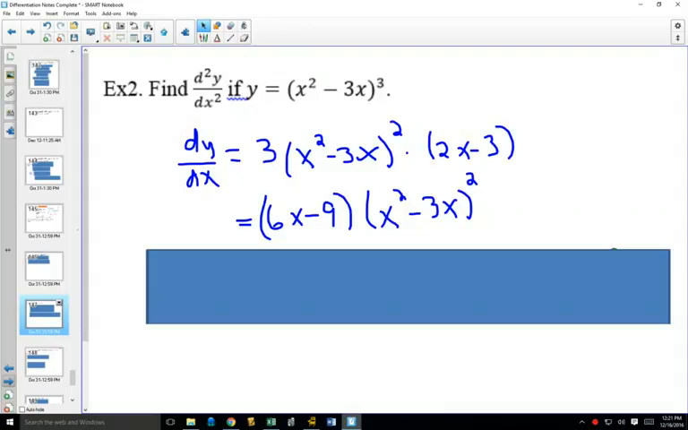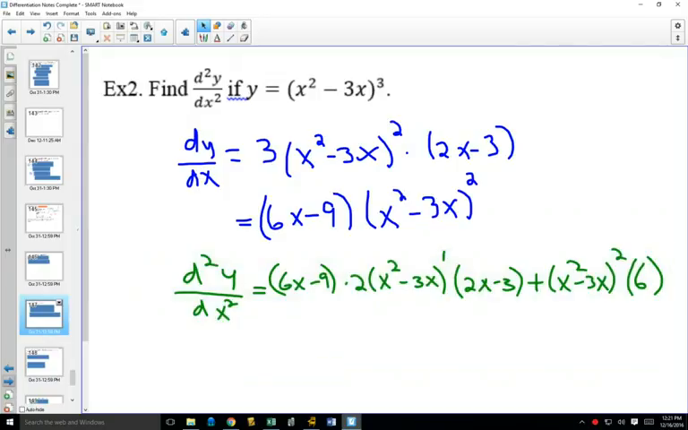So there's our first derivative with the chain rule. If you simplified things a bit, what I've done is I've multiplied that 3 by the 2x minus 3 to make 6x minus 9. Then I have a product rule with a chain rule afterwards. So I keep the first the same, derivative of the second, which is our chain rule, and then keep the second the same, derivative of the first.